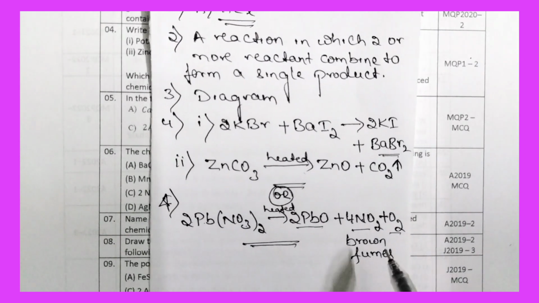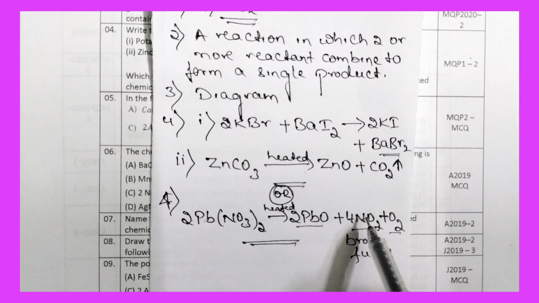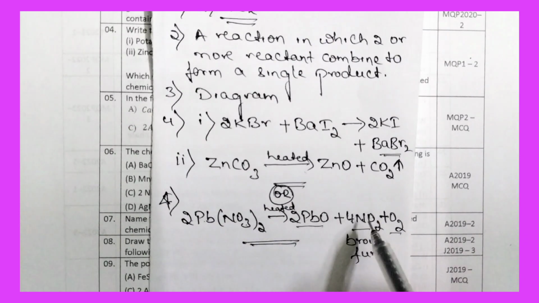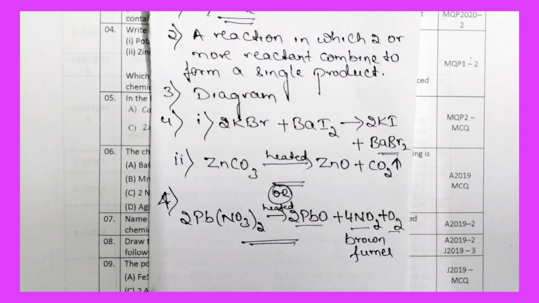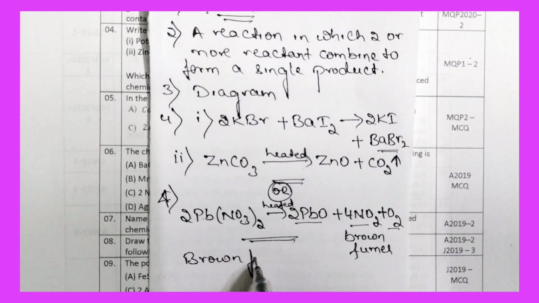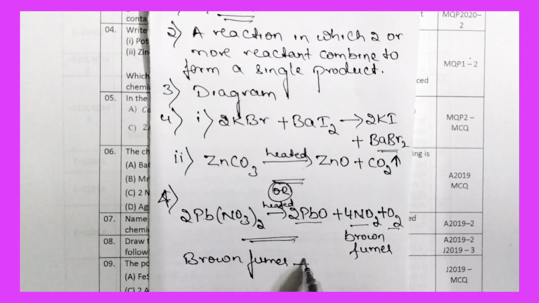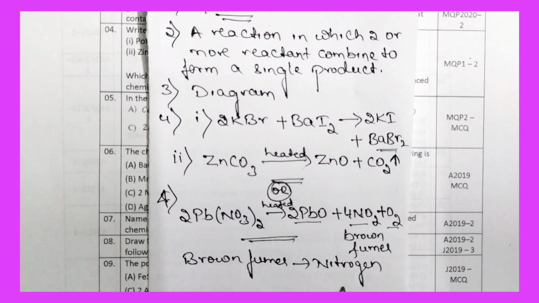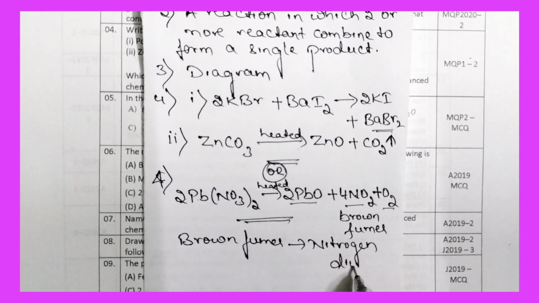So what is the name of the brown fumes that are given out when lead nitrate is heated? Nitrogen dioxide. What is the name of the brown fume? The name of the brown fume is nitrogen dioxide. So nitrogen dioxide is the brown fume.